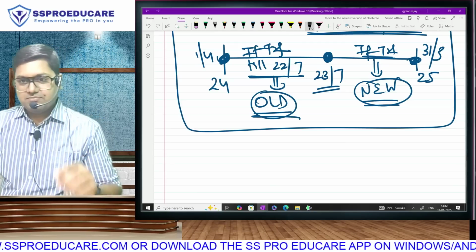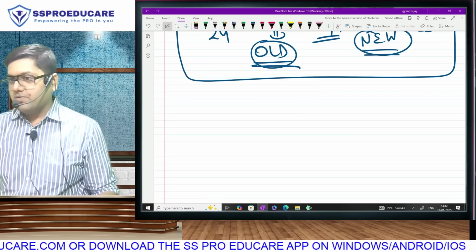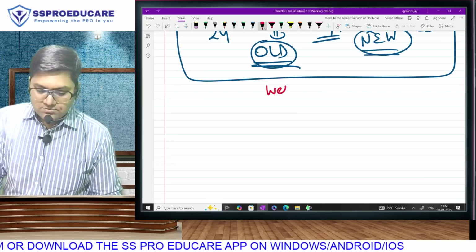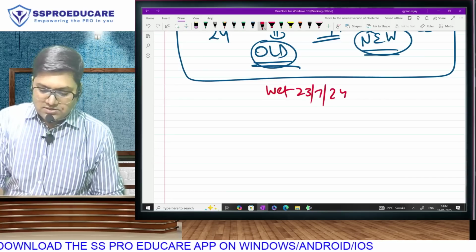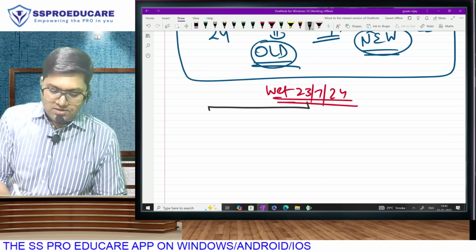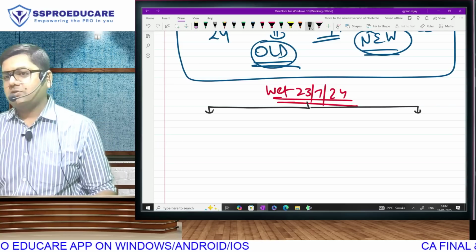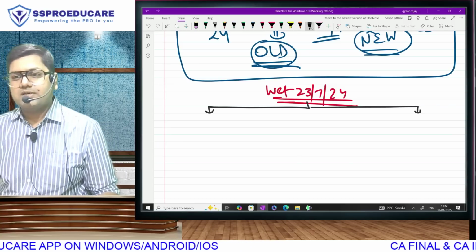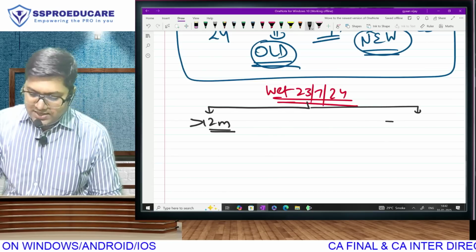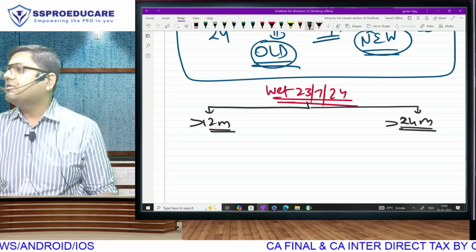When will an asset become long term? What was your answer? Old law: 36, 12, 24. With effect from 23rd July 24, that means the sale has to take place on or after this date, there are only 2 categories. As Auntie is saying, I am going to simplify the income tax law. I am going to reduce the so many permutations. So there will be only 2 things: assets will become long term after 12 months, or assets will become long term after 24 months. I hereby eliminate the concept of 36 altogether.